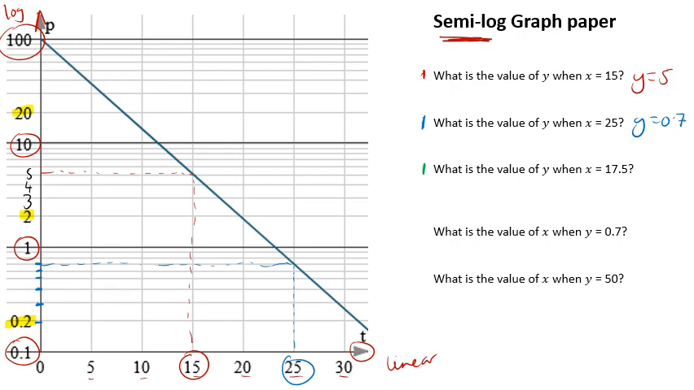Value of y when x is 17.5. Now remember, the x-axis here is linear, so we read it in a normal way. 17.5 is going to be halfway between 15 and 20. Follow it up to the line, and then we follow it across. And we can see from our markings before that y is just equal to 3.